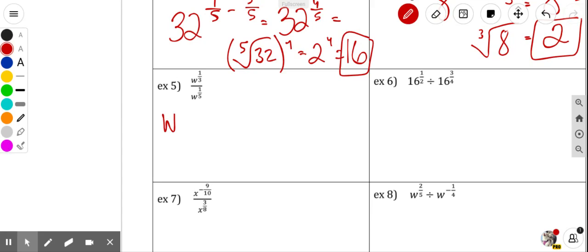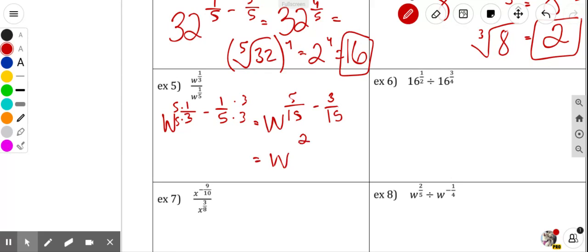So we're going to have w to the 1/3 minus 1/5. So the common denominator with 3 and 5 would be 15. So this one's going to be multiplied by 3. This one's going to be multiplied by 5. So this turns into w to the 5/15 minus 3/15. Now you just subtract the numerator, so that's going to be w to the 2/15, and then you just leave it. Okay, so there's number 5. Next one.